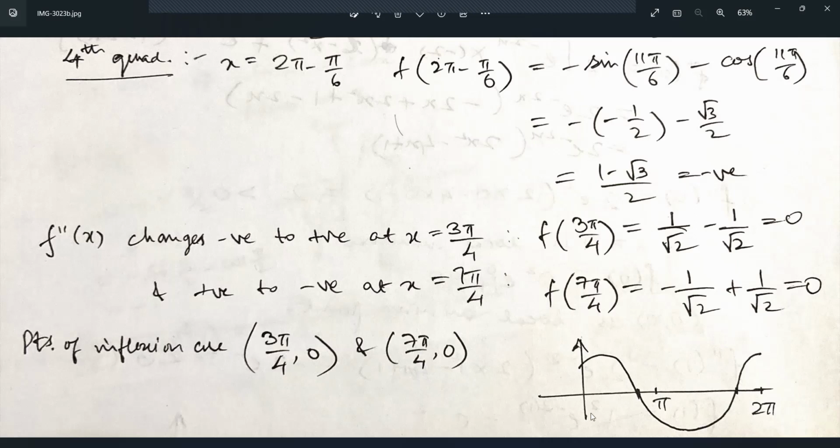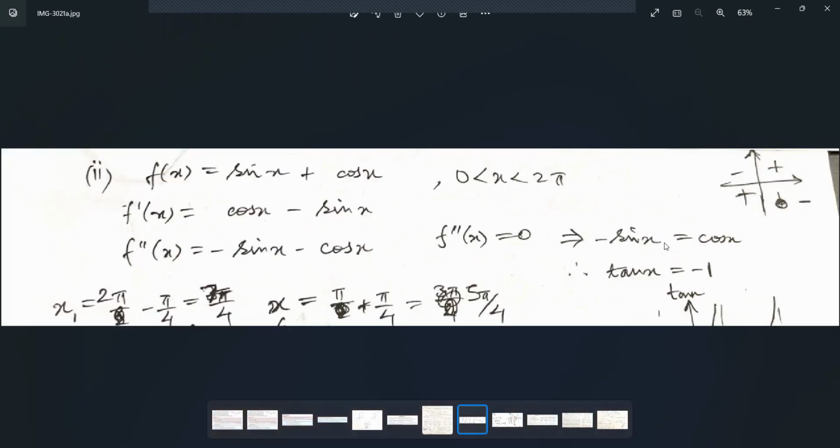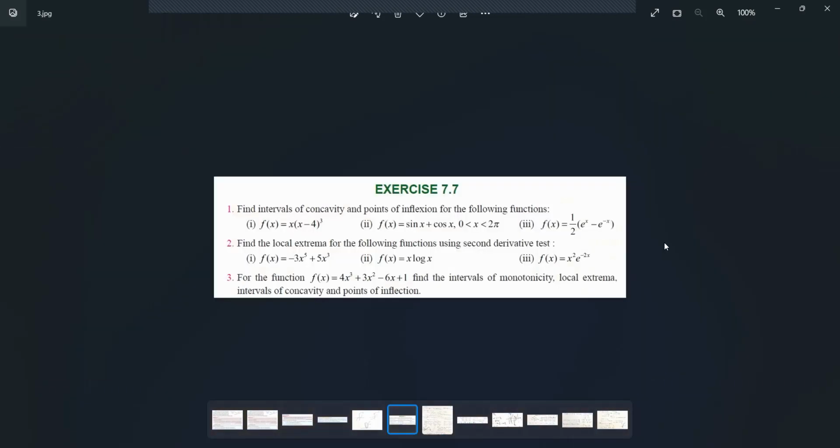Just to visualize, this is how the function actually is. This is not required for the solution, but I'm showing this for explanation's sake: this is the function f of x, a sinusoidal function, which crosses at 3π/4 and 7π/4. Now the next question is to find the local extrema using the second derivative test, and I'm going to solve the second subsection in this one.